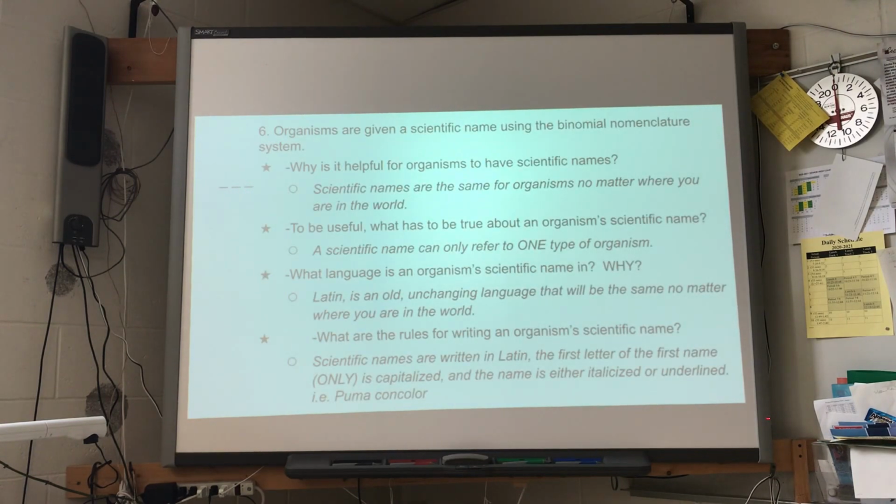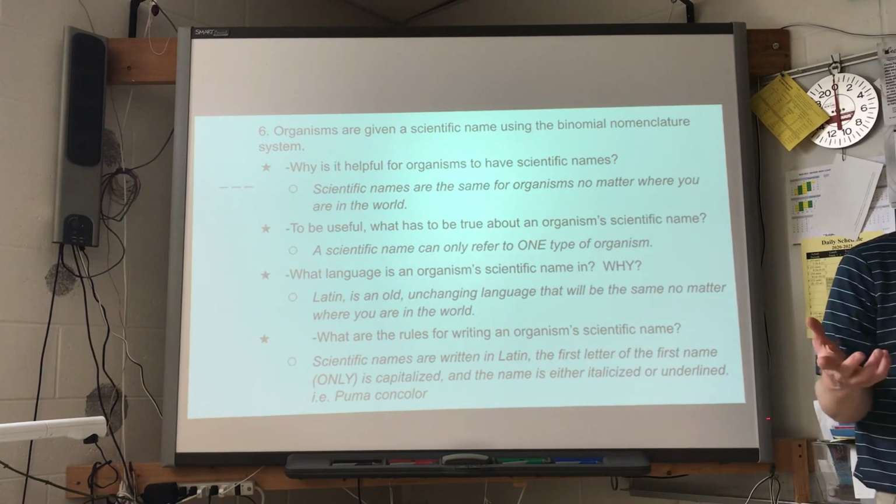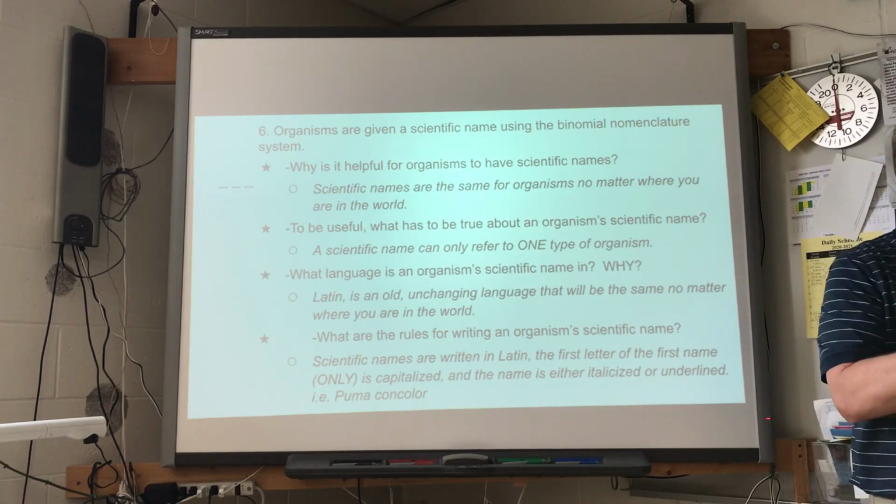And this is the last question we're going to go through together in class, and there are a couple of bullet points with it. Organisms are given a scientific name using the binomial nomenclature system. Nomenclature is naming. Binomial nomenclature is a 2-name way to name an organism. You are all probably familiar with the scientific name of humans as Homo sapiens.